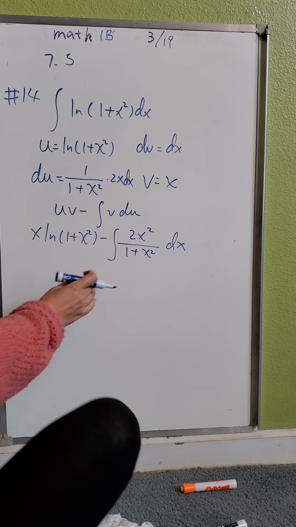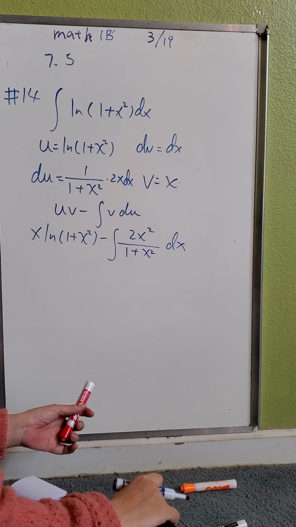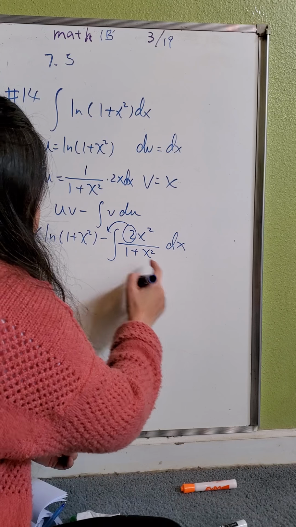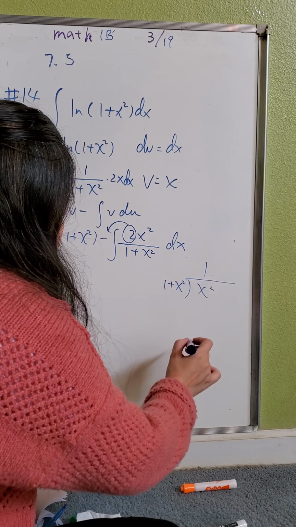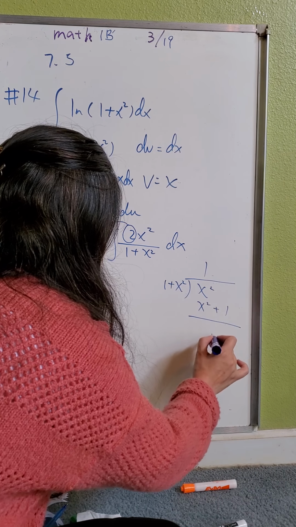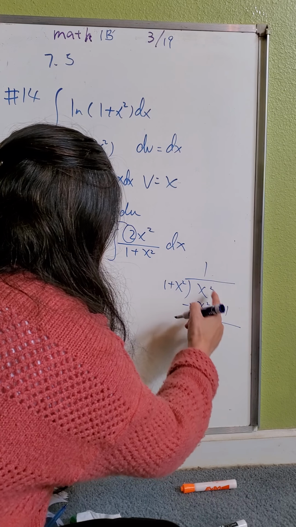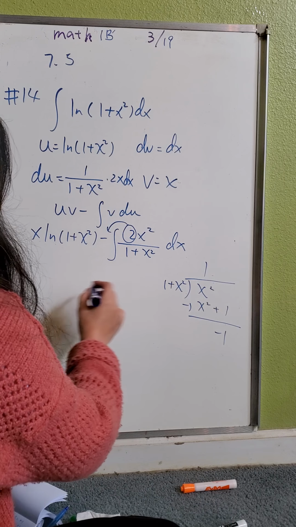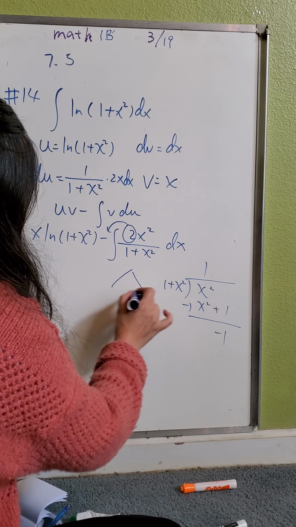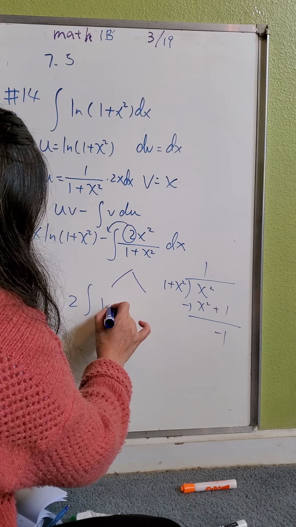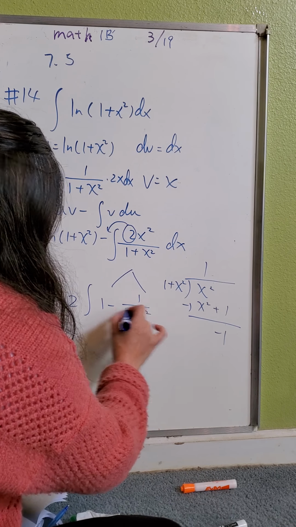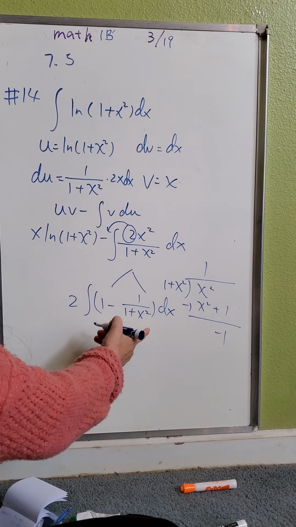Now for this part, yesterday in the last lesson, 7.4, I said if they're the same degree, you're going to use long division first. So the 2 can be taken out, but these can divide. And then you can see 1 here, so that becomes x squared plus 1, and subtract it becomes negative 1. So this becomes integral of 2 times 1 minus 1 over 1 plus x squared dx.